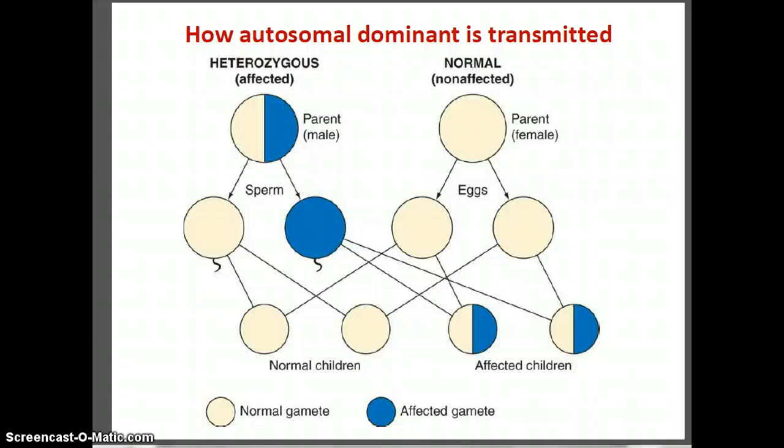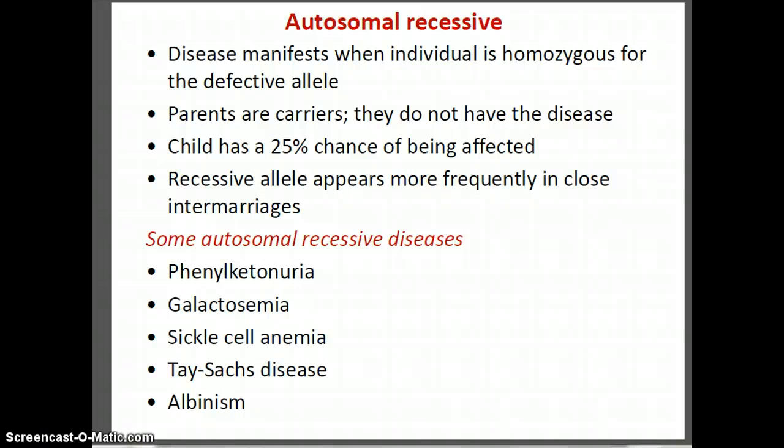it is extremely important that you understand how these diseases can be inherited and what the difference is between dominant and recessive genes and diseases. An autosomal recessive, you only have the disease when you have both of the defective alleles. In this case, the parents would be carriers. They don't have the disease, but they would carry the disease. And a child would have about a 25% chance of being affected.